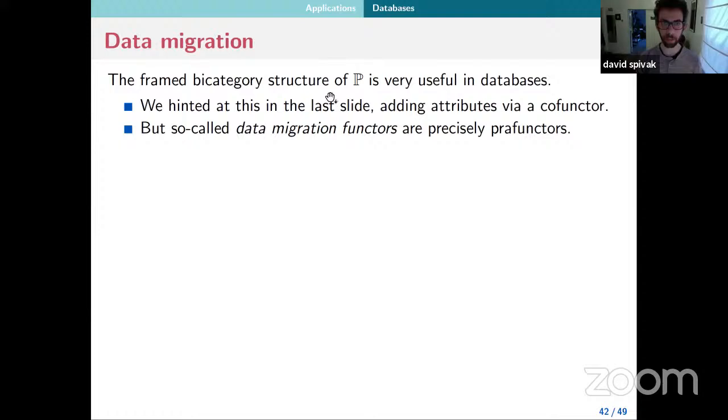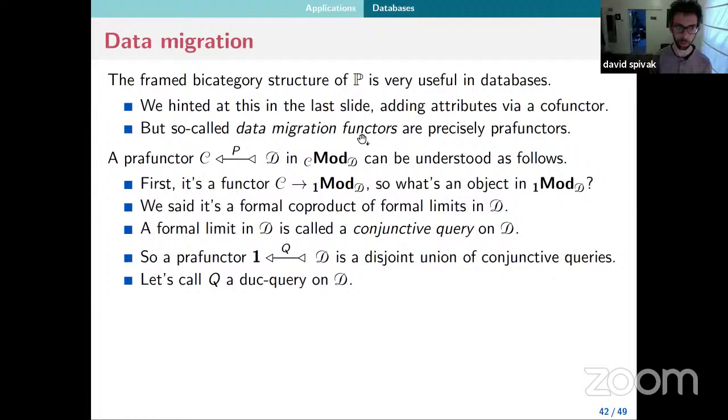And more of the structure is useful, namely not only these cofunctors and the 2-cells, but also the profunctors, the composition with arbitrary horizontal maps. You might call them data migration functors. So what is one? I told you last time that I would give you more about the semantics of a profunctor when we got to applications, and here we are.